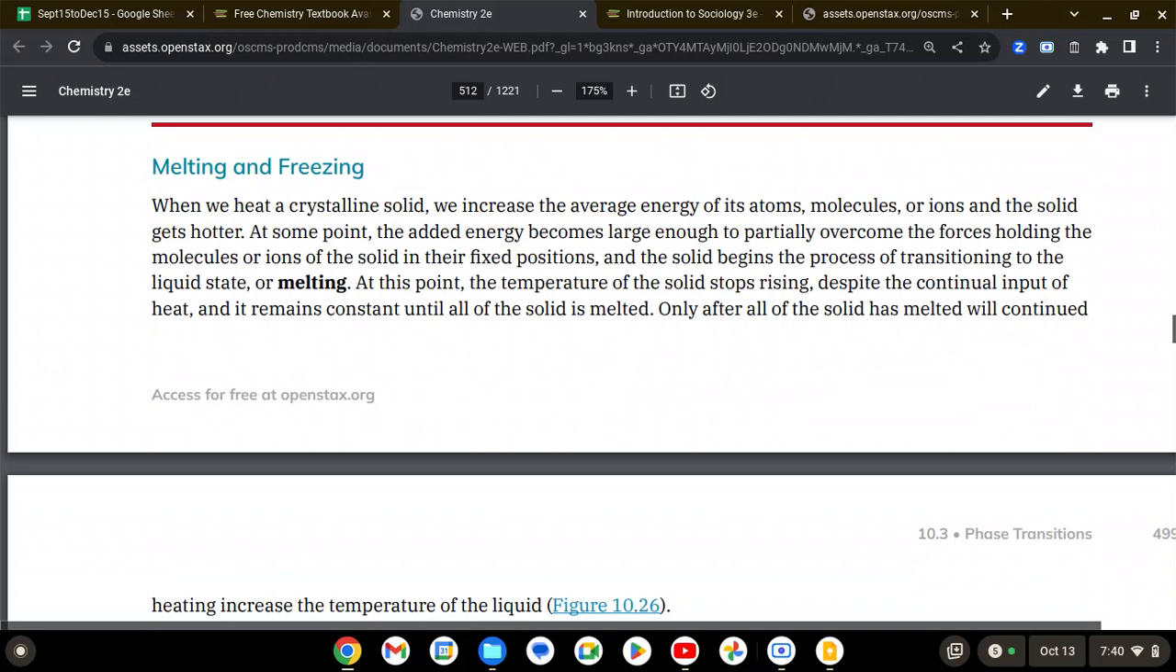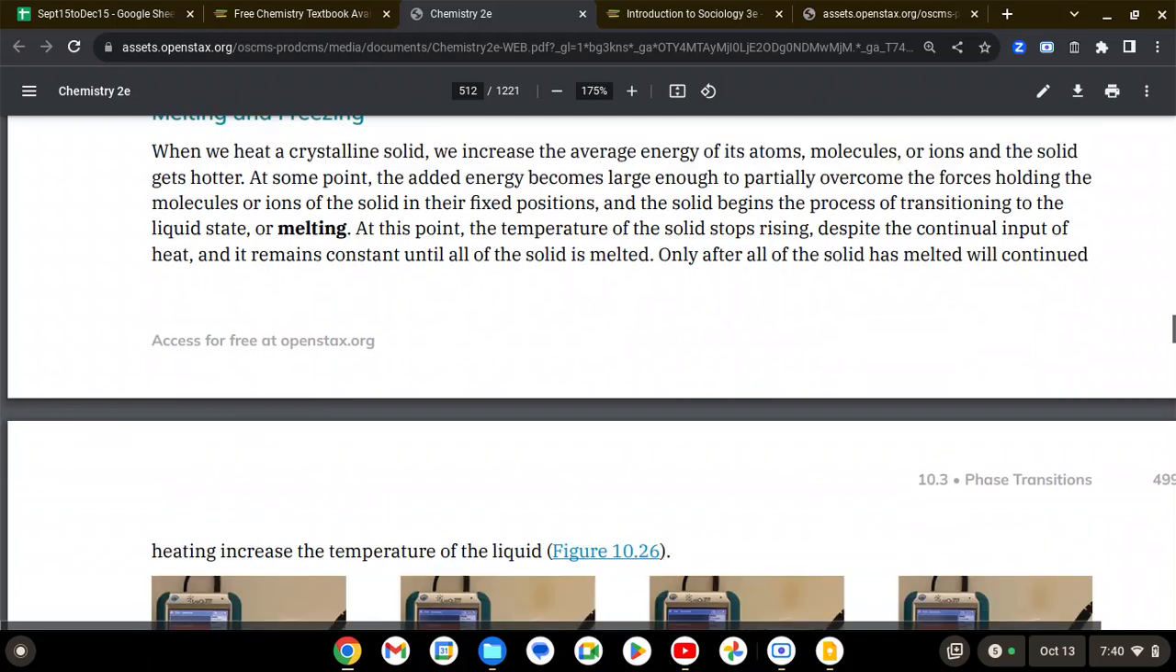Melting and freezing. When we heat a crystalline solid, we increase the average energy of its atoms, molecules, or ions, and the solid gets hotter. At some point, the added energy becomes large enough to partially overcome the forces holding the molecules or ions in the solid in their fixed positions. And the solid begins the process of transitioning to the liquid state, or melting. At this point, the temperature of the solid stops rising, despite the continual input of heat, and it remains constant until all the solid is melted. Only after all the solid is melted will continued heating increase the temperature of the liquid.